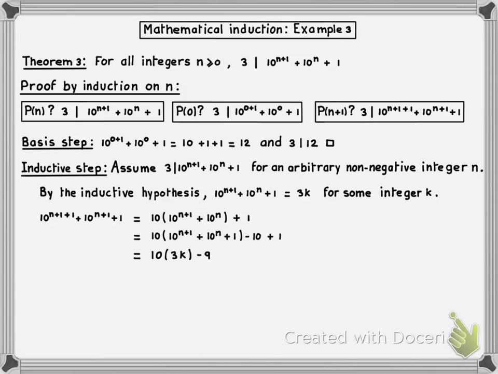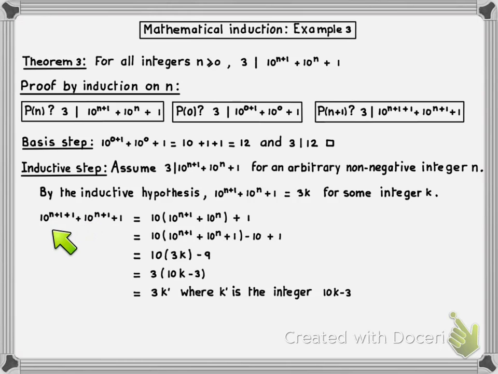And now we're almost done because this term is a multiple of 3, that term is a multiple of 3, so we can factor out the 3 here. We're going to be left with 10k, and we factor out the 3 here, we're going to be left with minus 3. So we get 3 times 10k minus 3. Now since k is an integer, 10k minus 3 is also an integer. Let's call it k prime. So this is equal to 3 times k prime, where k prime is the integer 10k minus 3.